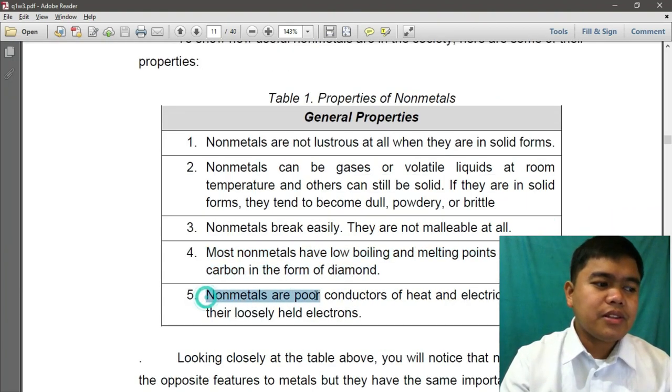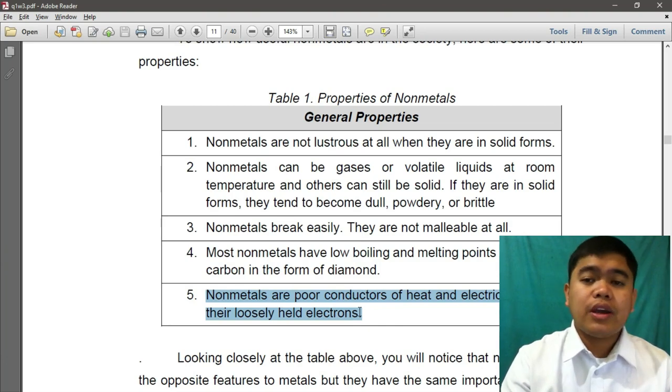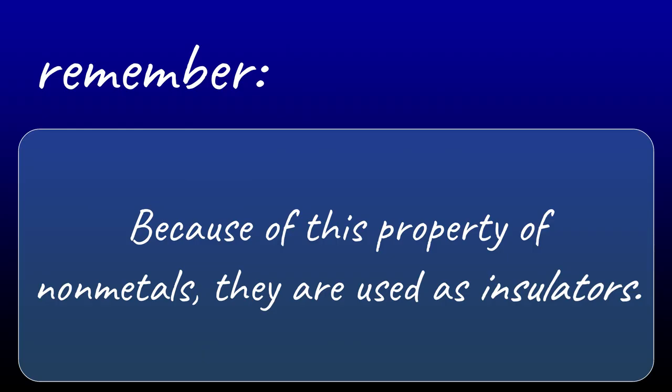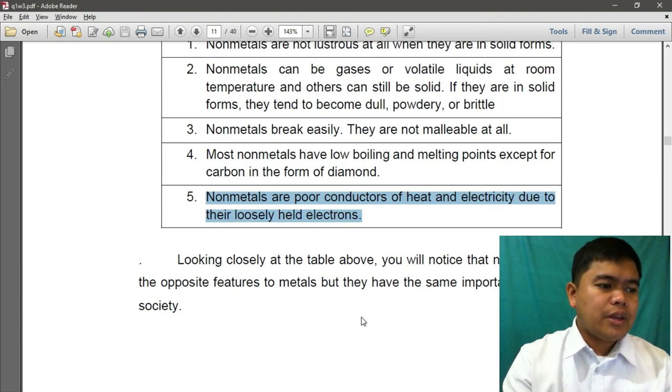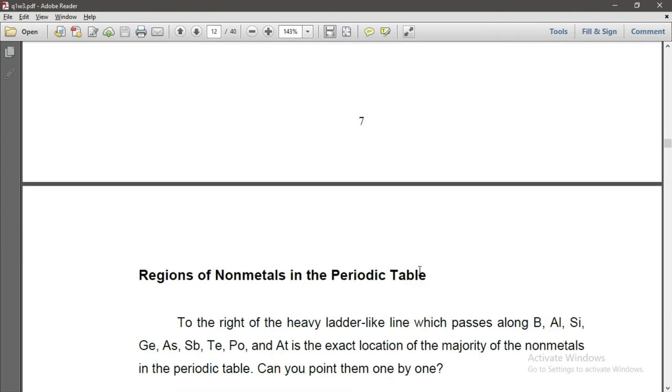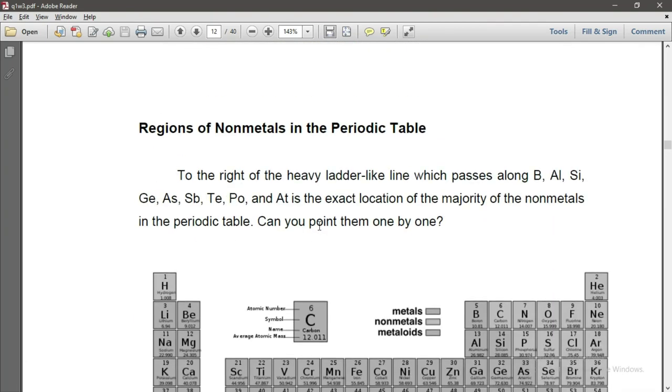Number 5, nonmetals are poor conductors of heat and electricity due to their loosely held electrons. Okay, so looking at the table, you will notice that nonmetals have the opposite features to metals, but they have the same important roles in society.